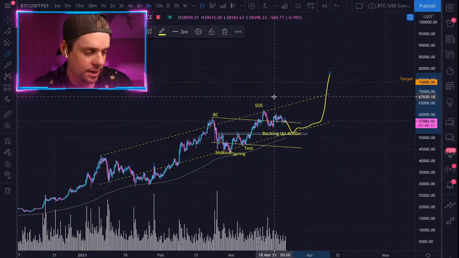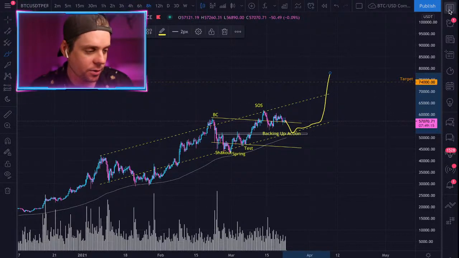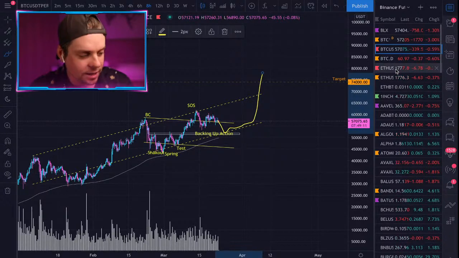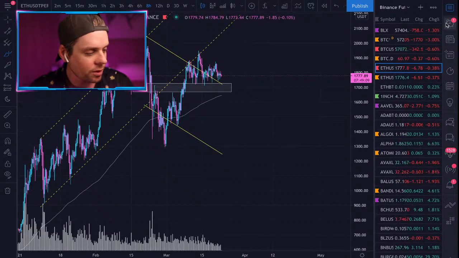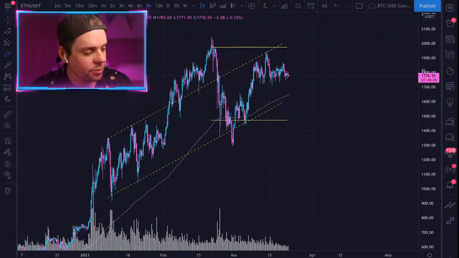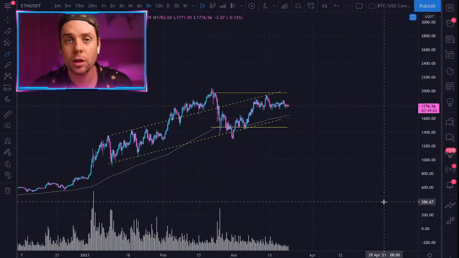So realize that. Okay, so let's talk about Ethereum. Ethereum is a lot weaker. I think that we are definitely in waiting mode. We are in wait and see mode with Ethereum, just because of the EIP 1559 upgrade. A lot of people want to see what is going to happen when that protocol is implemented.